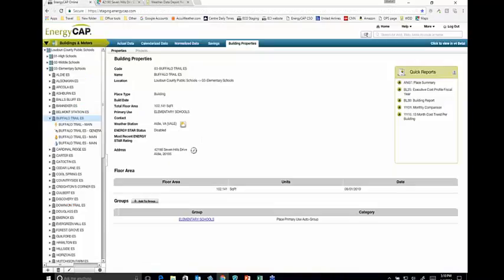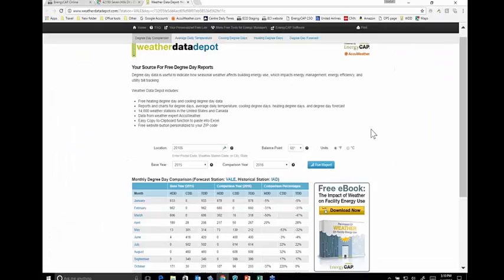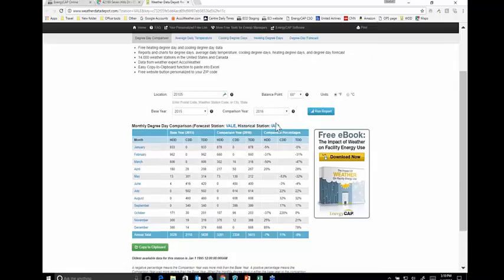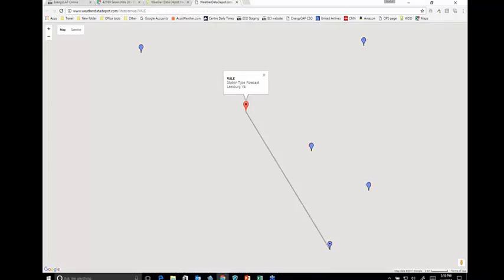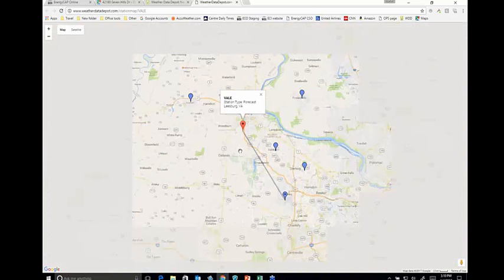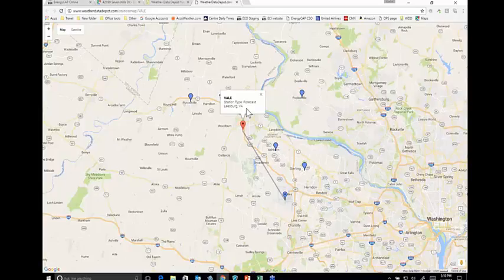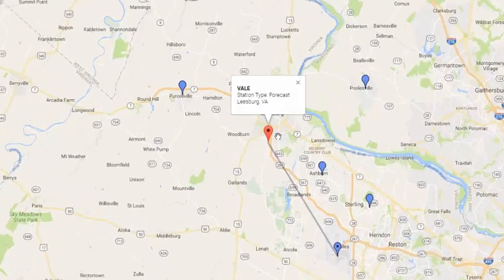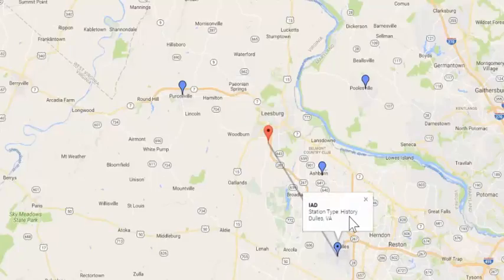Next, looking at the weather data for this, by clicking on that icon, we go to Weather Data Depot. This is our weather data repository. And let's take a look at where this station is. We're using station VAL, which is the one that they happen to pick. What this is telling me is that the station that's assigned to this building is a forecast station. That means it's a very localized station as far as forecast goes, but it's pulling the historical data, the degree day data, from the station at Dulles Airport, which is a historical station.